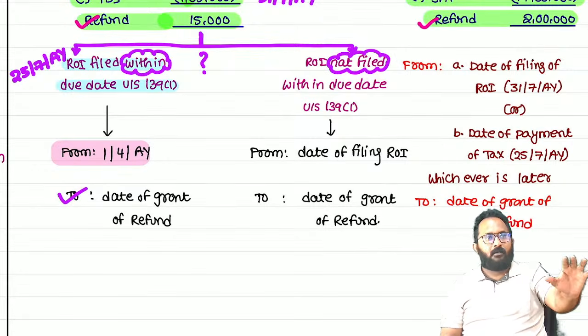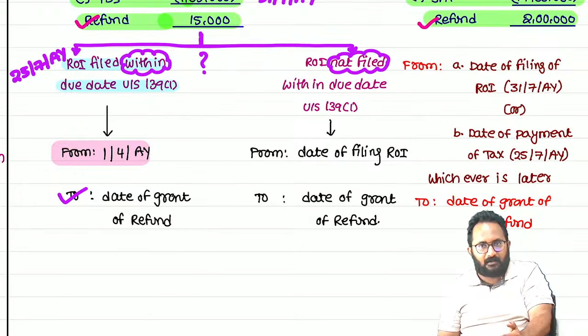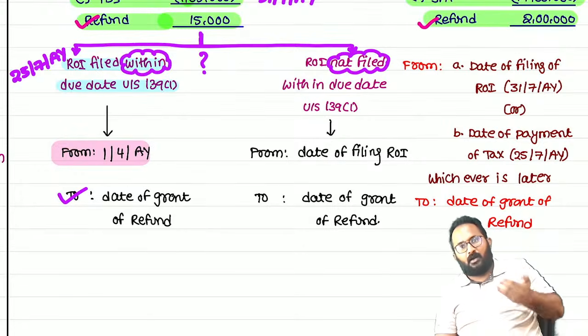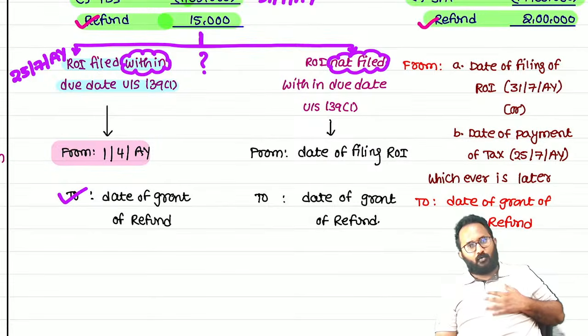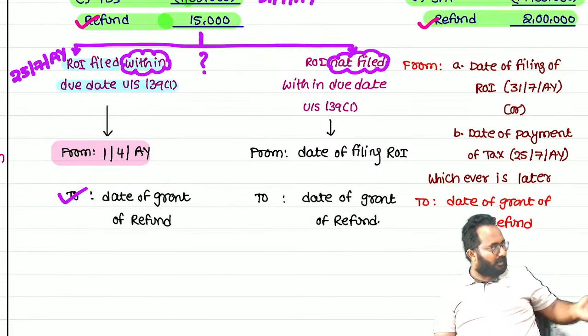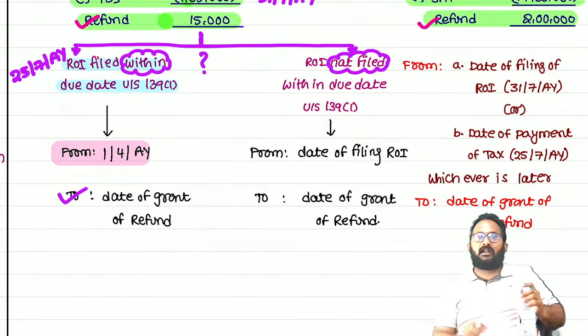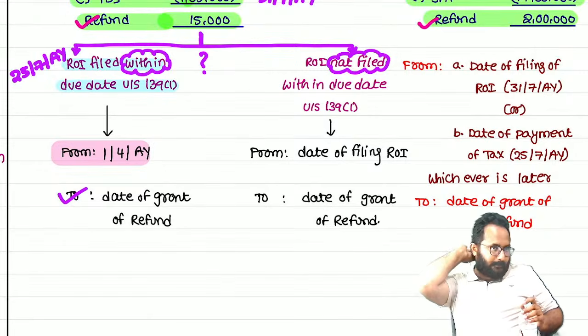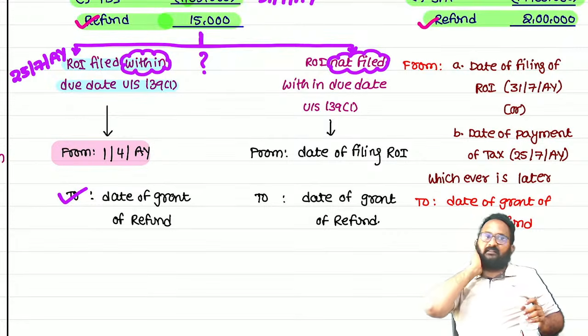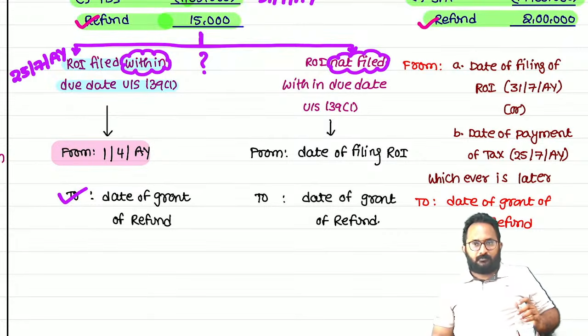Example, today if they give the grant of the refund, tomorrow or day after tomorrow I can receive it through email or anything else. Can you tell me the date of grant of refund? Please take the date of grant, not the date of receipt of refund. Up to the grant date only they will pay interest, they will not pay beyond that.